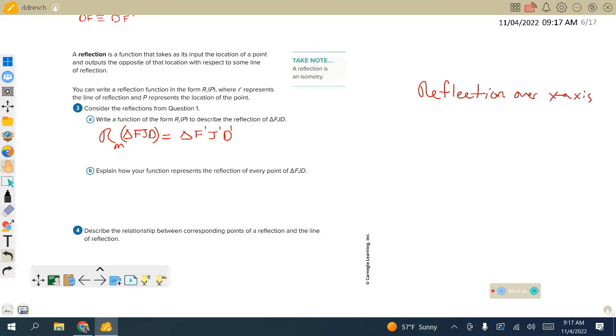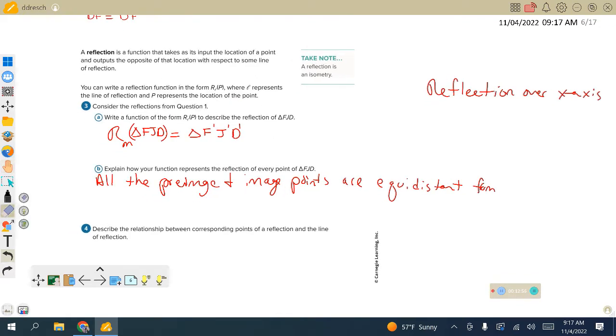Now, letter B knows how we know it's a reflection there, and we kept hitting on it. All those pre-image points and image points, they're equidistant from the line of reflection. So all the pre-image and image points are equidistant from the line of reflection.